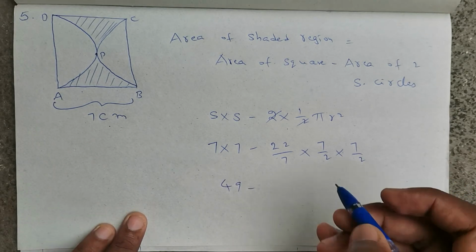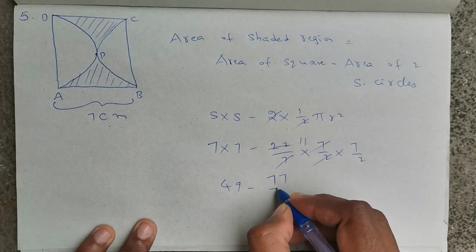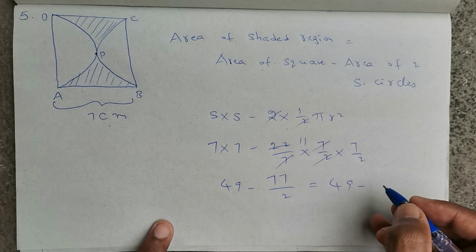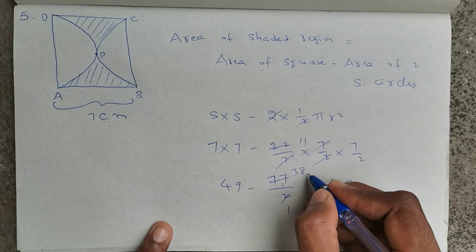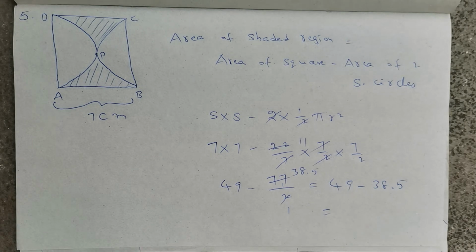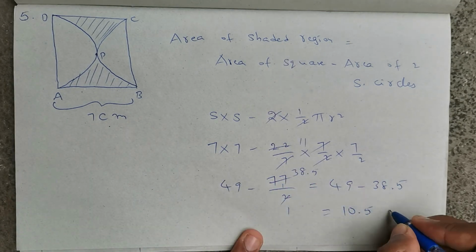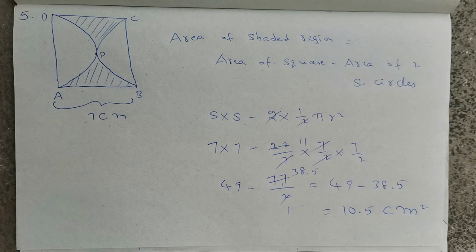7 into 7 is 49 minus, here 7 will get cancelled, 2 ones are 2, 11s are 11, so we remain with 11 into 7 is 77 divided by 2, which is equal to 49 minus 77 divided by 2. 2 ones are 2, 2 threes are 6, 1 7, 2 eights are 16, so 38.5, which is equal to 49 minus 38.5. So it is 10.5. All the measurements are in centimeters and we are finding the area, so this will become centimeter square. So the area of the shaded region or shaded part is 10.5 centimeter squares.